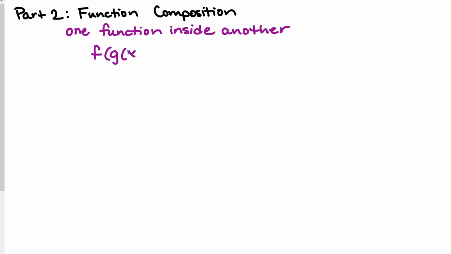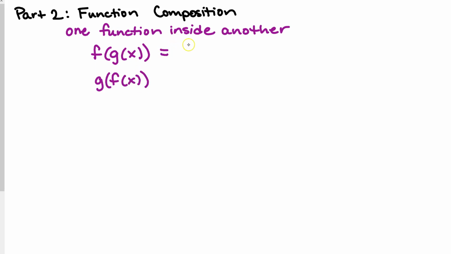Okay, part 2 of this lesson is on function composition, and this is where you have one function inside another function. Or maybe even one function inside another function, inside a function, inside a function. It doesn't have to be only 2 layers. But we'll talk about it in terms of 2. So it's going to look like this. f of g of x, if g is inside f. Or g of f of x, if f is inside g.